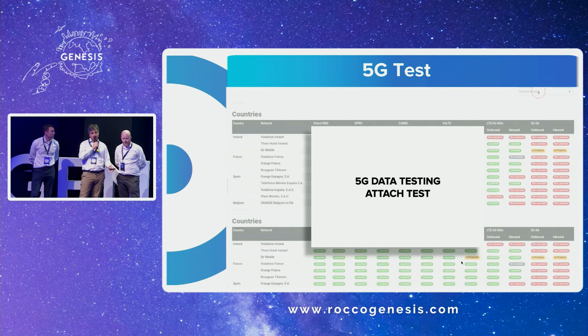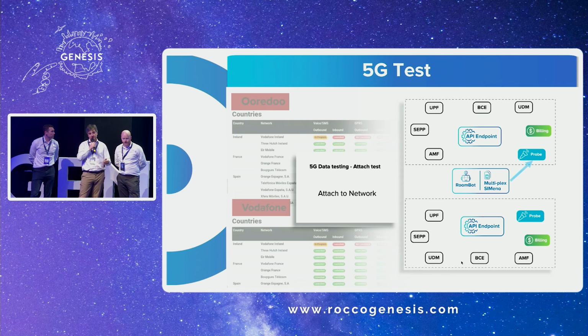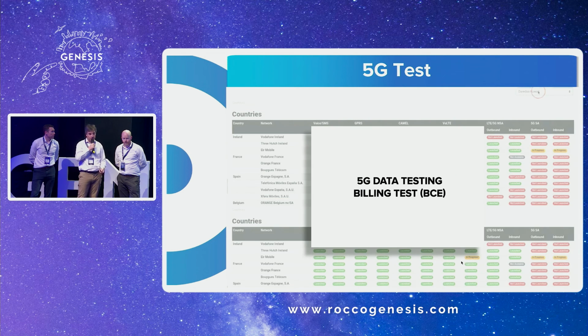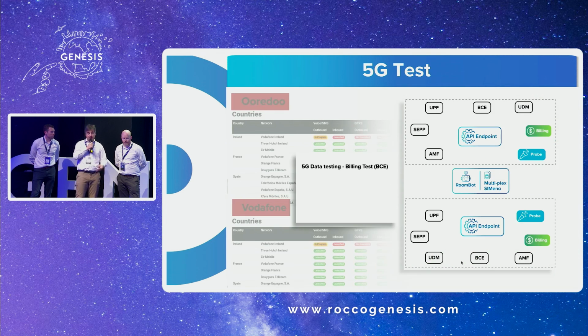Then RoamBot can go for the testing. So it will request the probe to do an attach. The probe will attach, signaling goes to the AMF, the SEPP, the N32 interface, and then back to the home UDM, and then the probe can confirm it's being attached. Then RoamBot can go further and will check the status of the test UE in the HLR, or sorry, UDM, or also in the AMF, to validate that the status is properly attached in the vPMN from the network point of view as well.